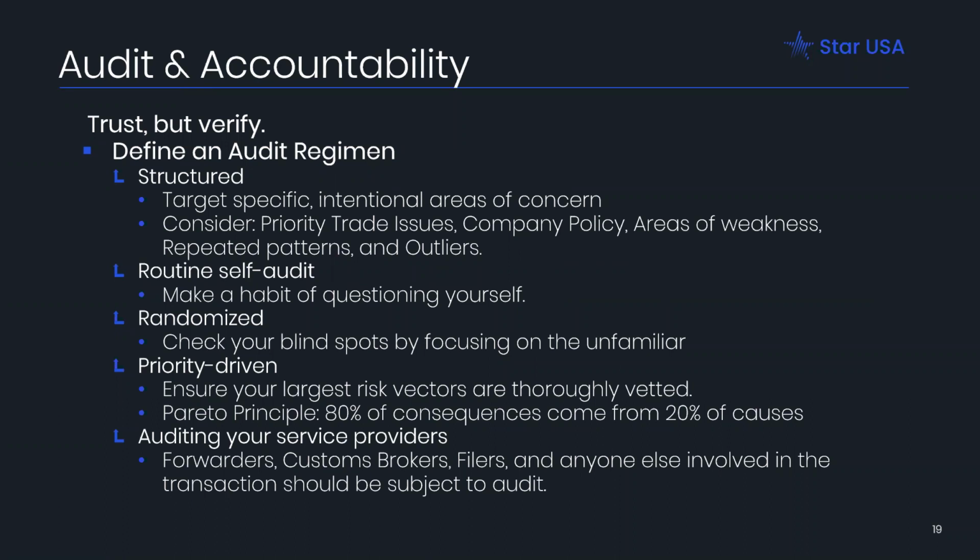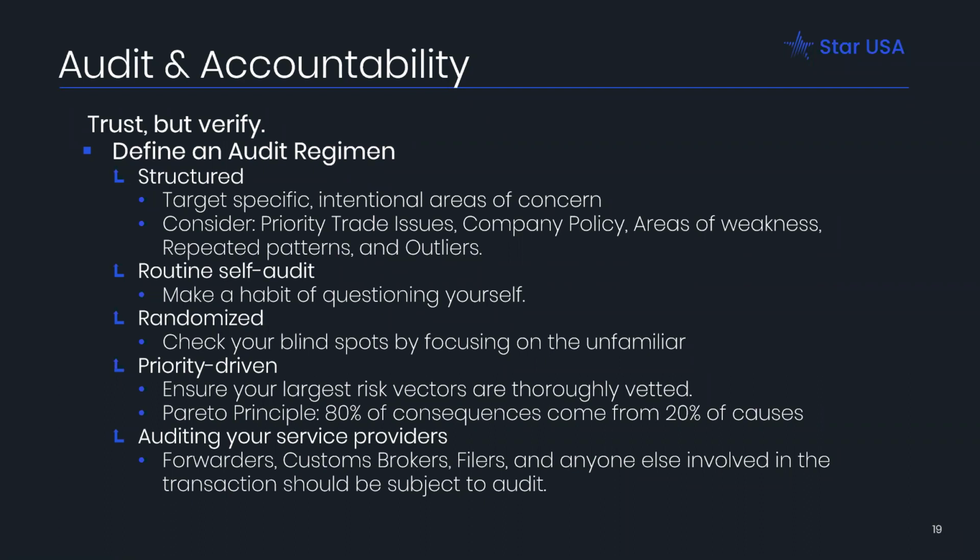In order to create that list of areas of concern, I think you should consider things like the Customs and Border Protection priority trade issues that they publish and make one of their key audit vectors. Your company's policies. You may have internal policies that prohibit you from doing business with certain countries that are not on the sanctions list. That's entirely possible. Or certain industries that you need to steer clear of.